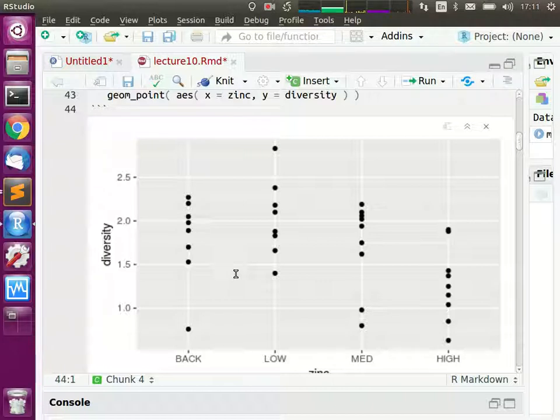So this is our null hypothesis, that the diversity of species has nothing to do whatsoever with which zinc group it is in. And this thing here already suggests this.